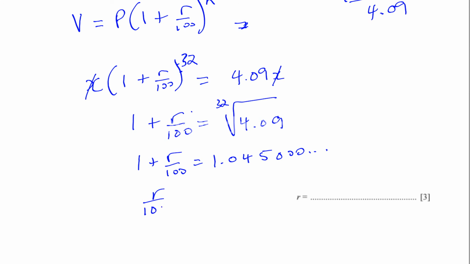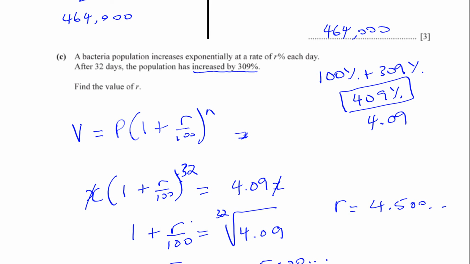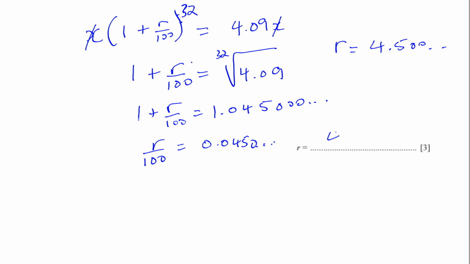So then we're going to find what R is. R over 100 is equal to 1.045 minus 1, which is 0.045. And we've got to multiply this by 100. If you multiply it by 100, we end up with R equal to, you have to move the decimal point 2 spaces, 4.500 going on. It's asked us to find the rate, the value of R. So it's 4.50. You should write the 0 because it's not an exact value. It continues on, there are numbers at the end. So the rate is 4.50, and that's the answer to this question.